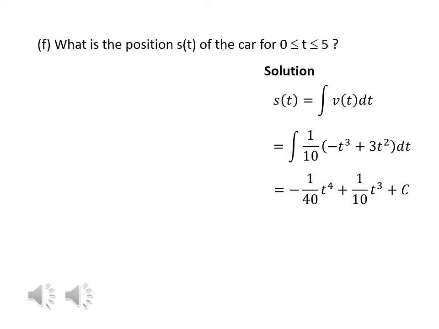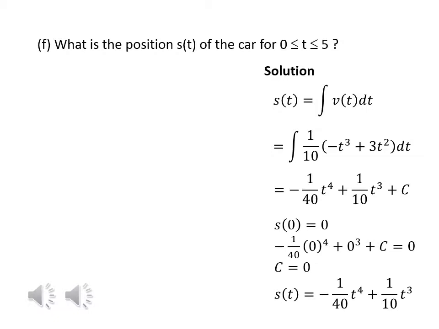Once we have that antiderivative, we can apply our condition, s of 0 equals 0, to find that c is equal to 0, and this gives us the final answer, s of t equals -1/40 t to the 4th plus 1/10 t cubed.